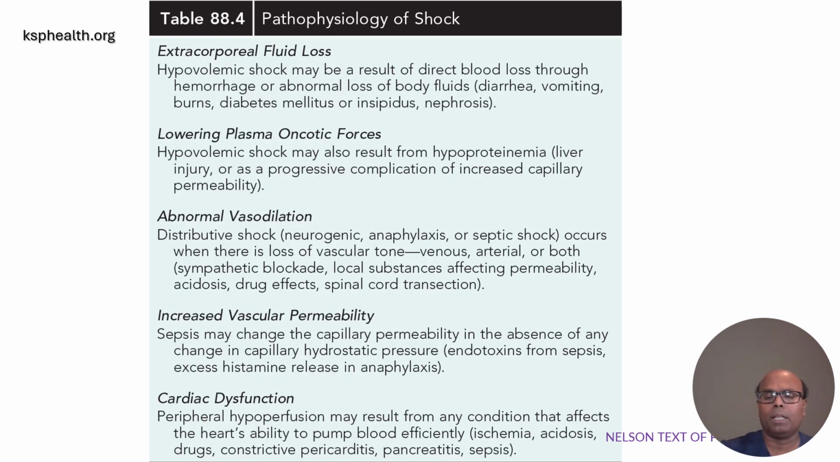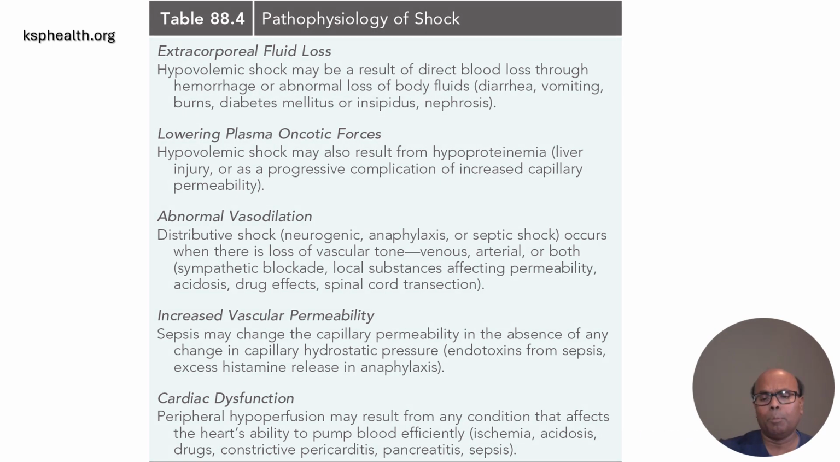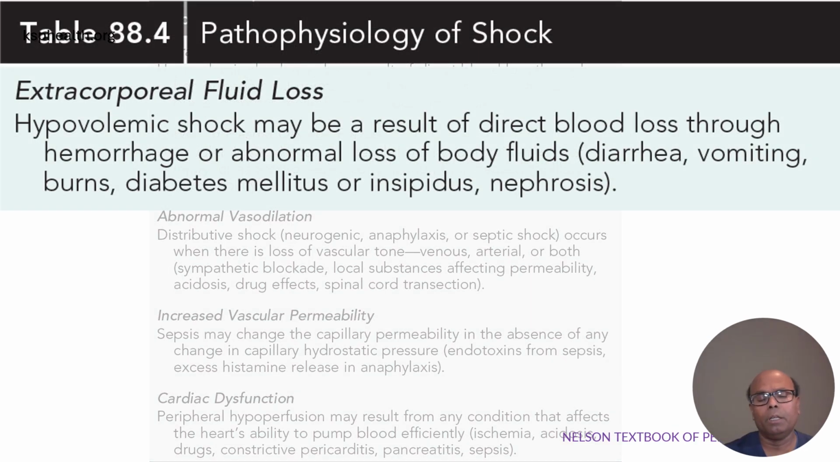Let's look at the pathophysiology of shock. There are 5 elements to the pathophysiology, how shock happens in different entities. Number 1, as we talked about earlier, extracorporeal fluid loss. Hypovolemic shock may be the result of direct blood loss through hemorrhage or abnormal loss of body fluids like diarrhea, vomiting, burns, diabetes insipidus, diabetes mellitus, and nephrosis. Hypovolemic shock is the most common shock across the globe.